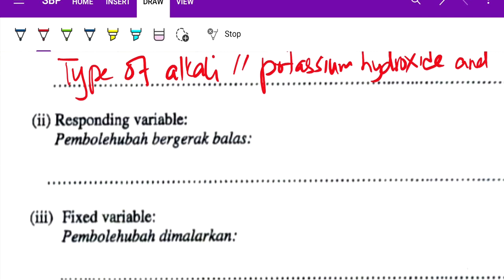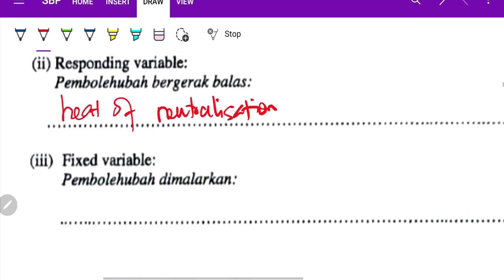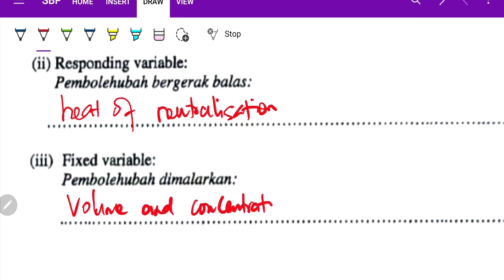Next, the responding variable, very easy, will be heat of neutralization. Then in this experiment, the fixed variables are volume and concentration of alkali, or you can also write polystyrene cup.